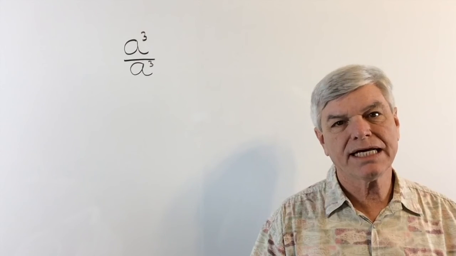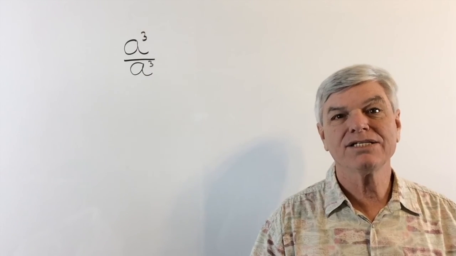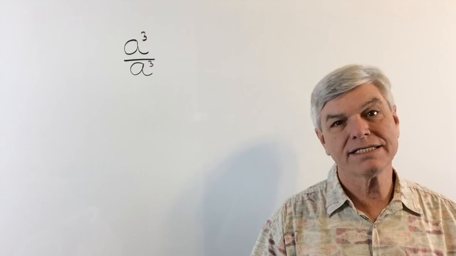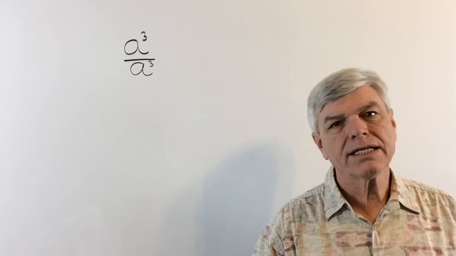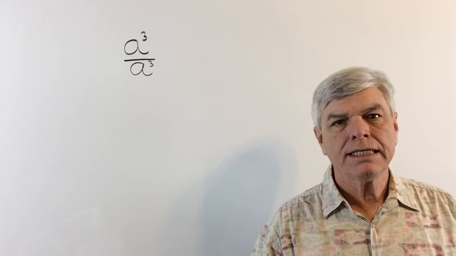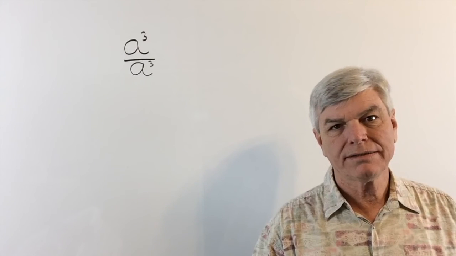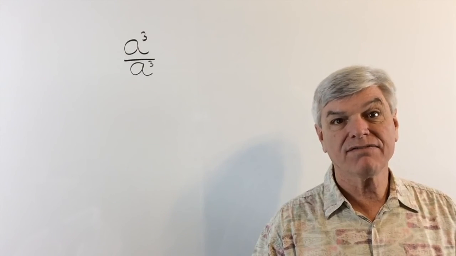Now, a very common mistake is to say something to the zero power is 0. It's not. It is 1. Anything to the zero power is 1. Now let's look at this: a cubed over a cubed. Now we know that anything over itself is what? Anything over itself is 1.